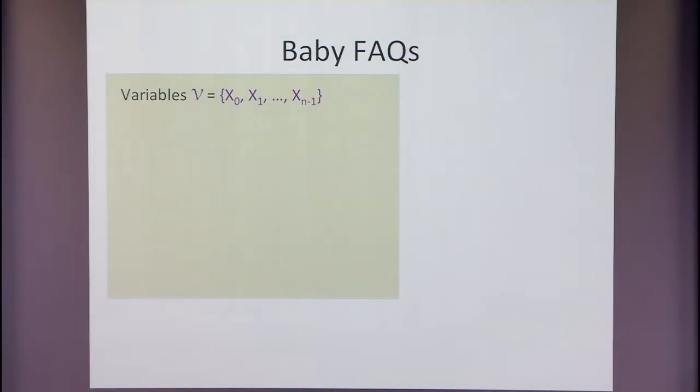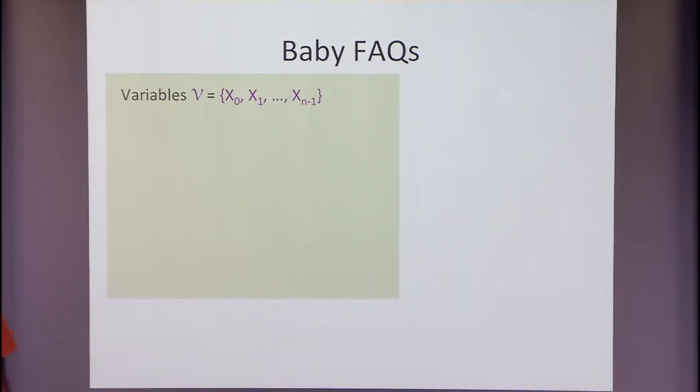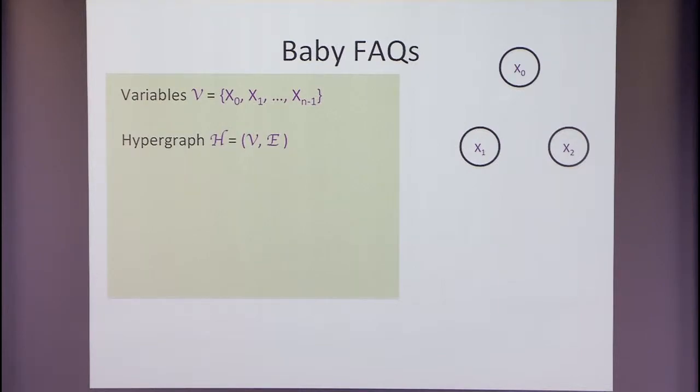All right, so here's the definition of the baby FAQ question. You're given n variables. So let's call them x0 to xn minus 1. So here's an example with 3 variables. And you have a hypergraph on these variables, and then you have hyperedges. So here's a simple triangle graph, and I'll call the edges R, S, and T.